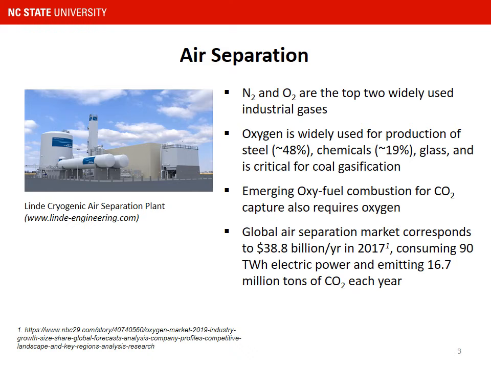We all know that nitrogen and oxygen are the top two gases used in industry. For example, oxygen is widely used for production of steel, chemicals, and is also critical for coal gasification. There are also other emerging applications such as oxy-fuel combustion for CO2 capture. So the market for ion separation is huge, totaling around $38 billion per year, and it also consumes a lot of energy and emits a huge amount of CO2, which poses a serious challenge to our environment.